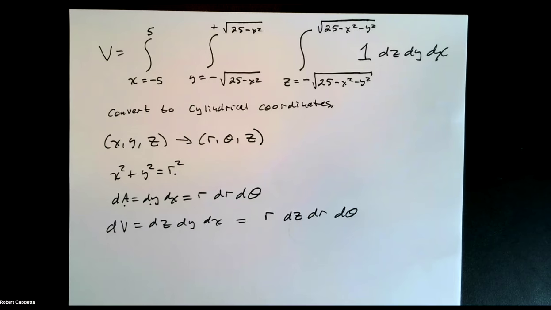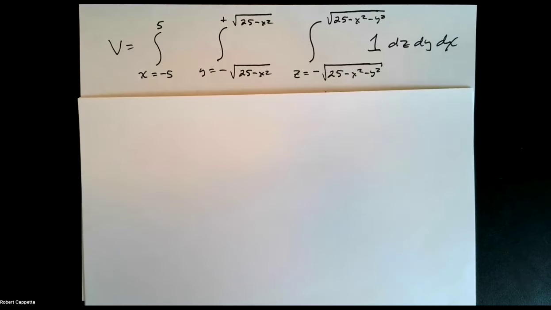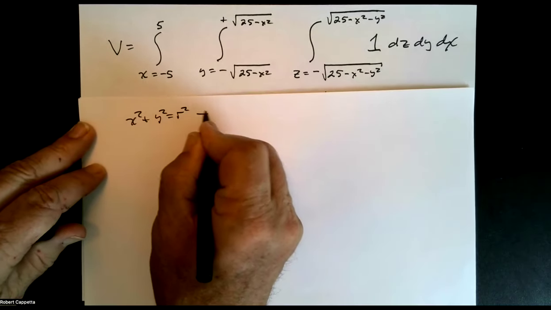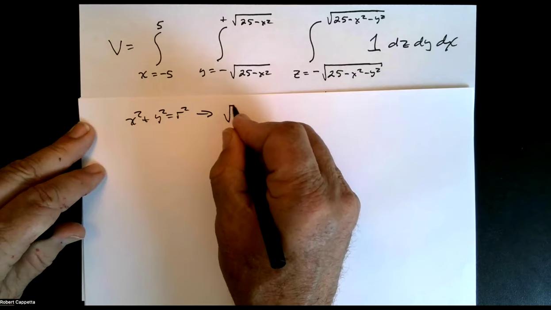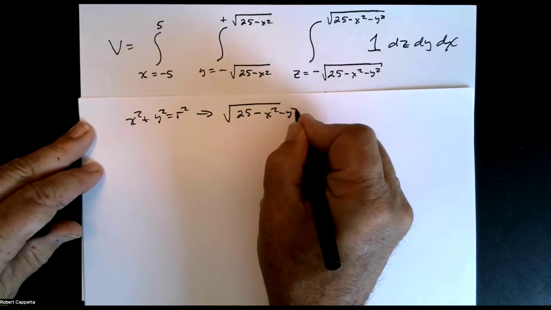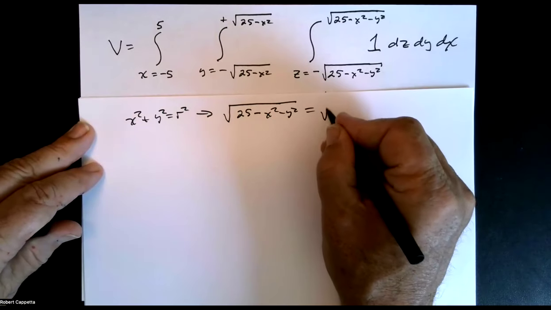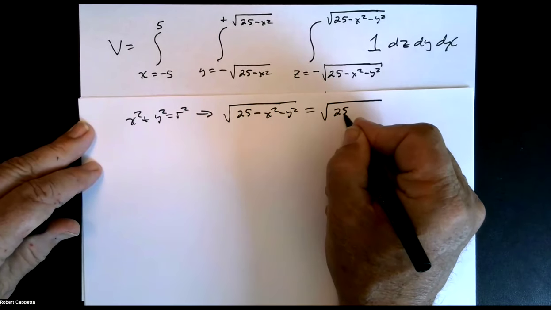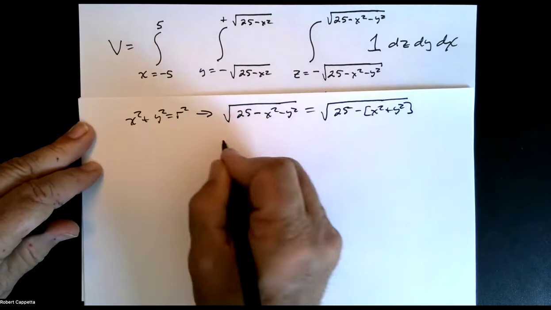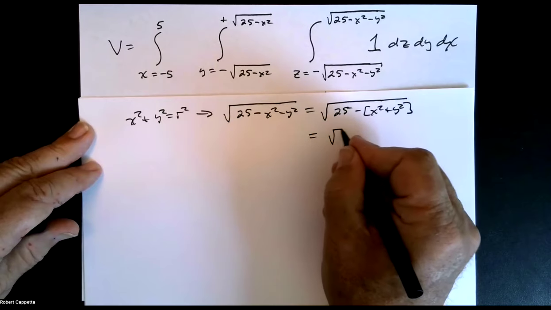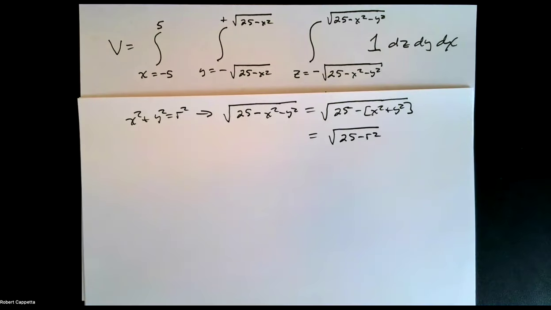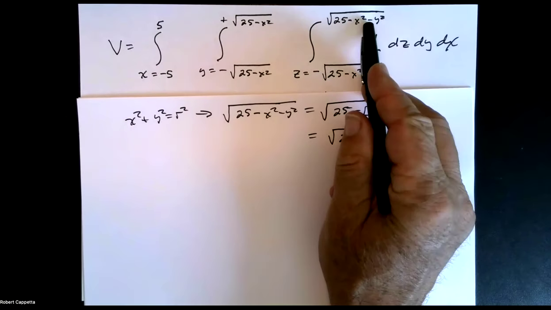So let's see what we're going to get. Knowing that x squared plus y squared is r squared, that would tell me that root 25 minus x squared minus y squared, which is root 25 minus the quantity x squared plus y squared, would simply be root 25 minus r squared. So we'll make that substitution there.